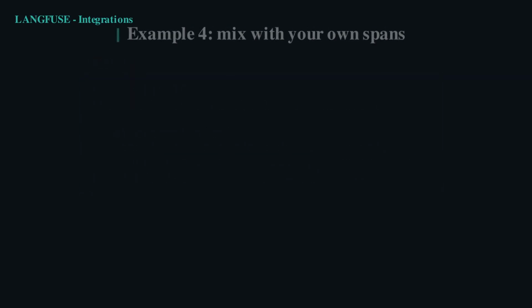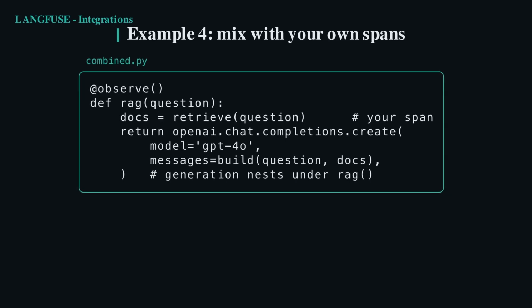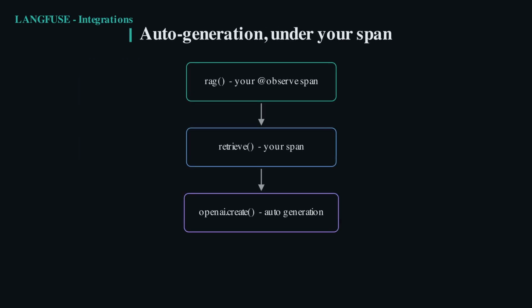You do not pick one approach, you combine them. Put a drop-in call inside an observe function and the model generation nests under your business logic automatically. The result is one clean tree, your logic on top, the auto-traced model call underneath. Integration and decorator share the same OpenTelemetry context, so they simply fit together.